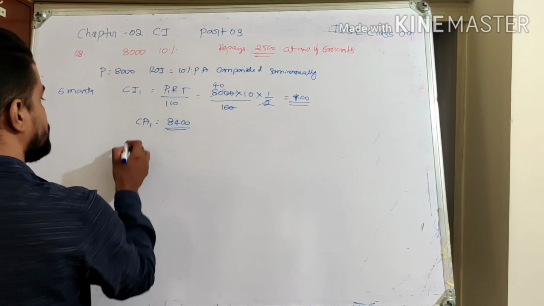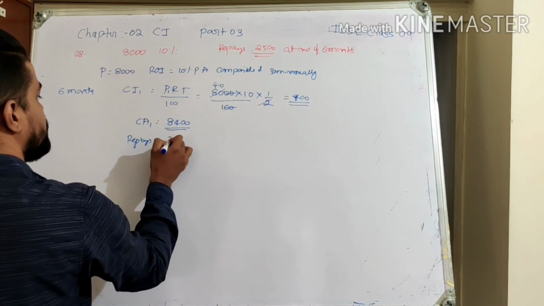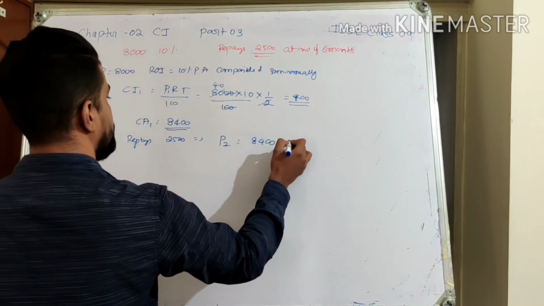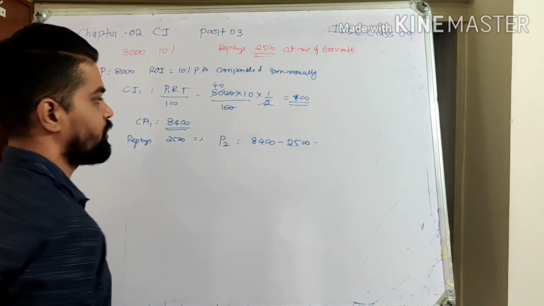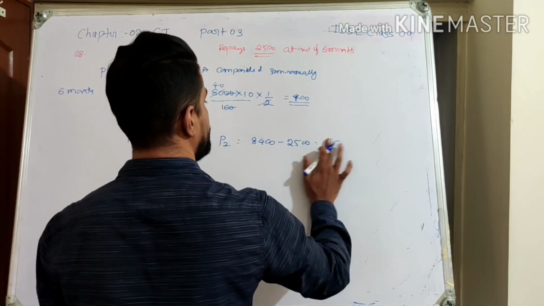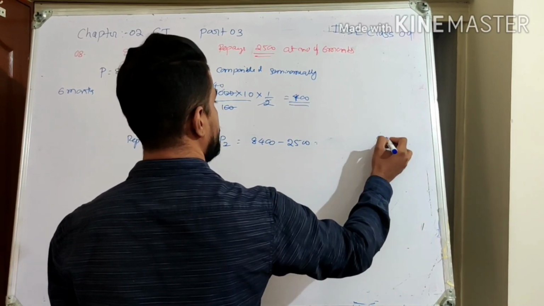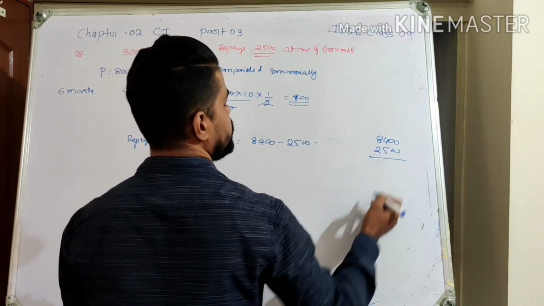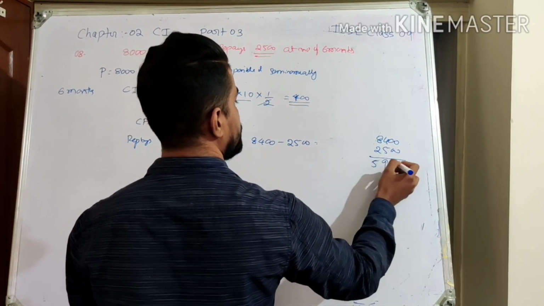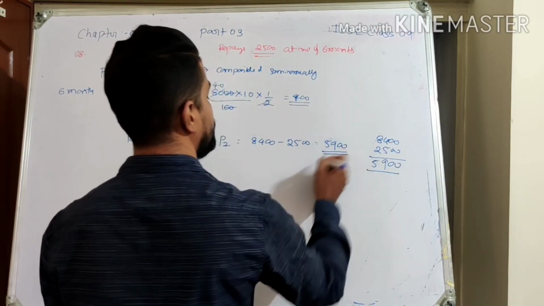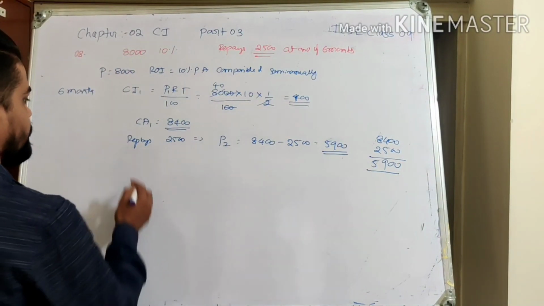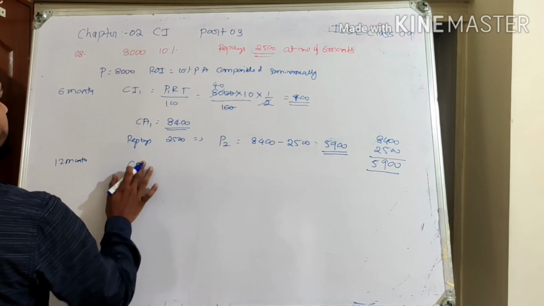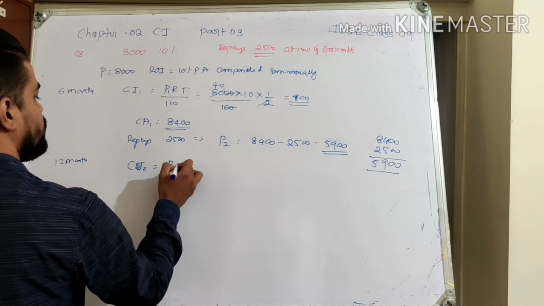8,400. But he repays how much? He repays 2,500. So that means the principal at the end of the second year will be 8,400 minus 2,500, which will give you 6,100, I guess. Right? $5,900 will be there. 5,900.